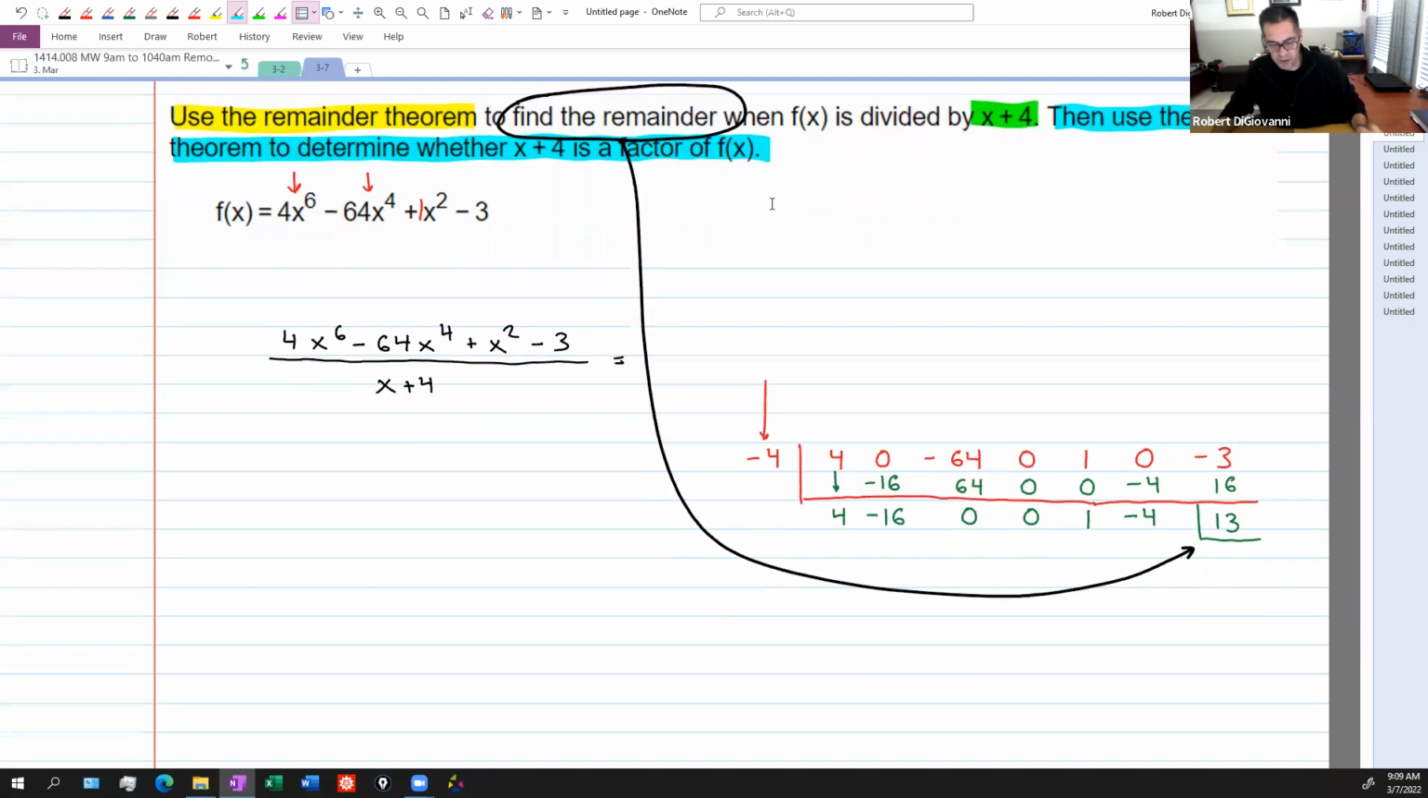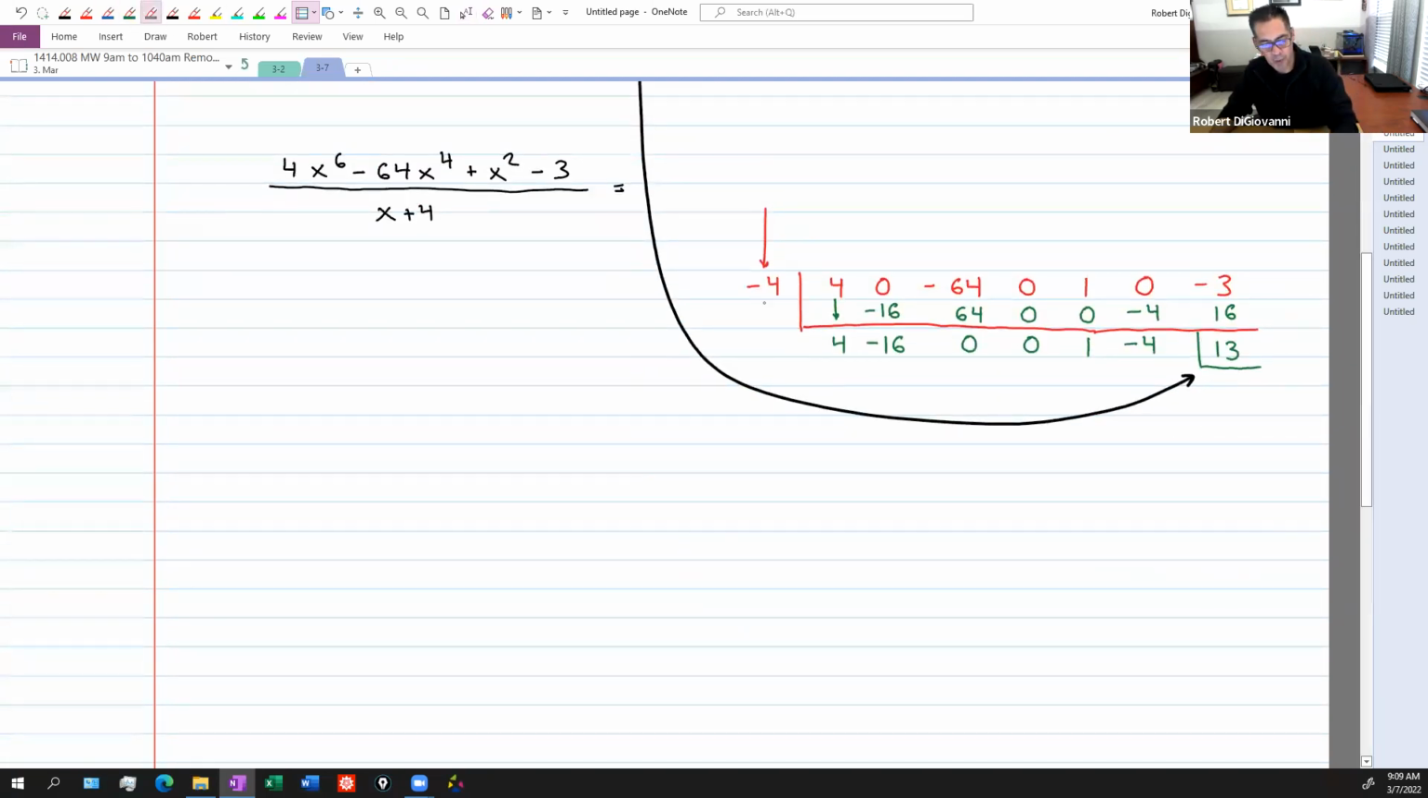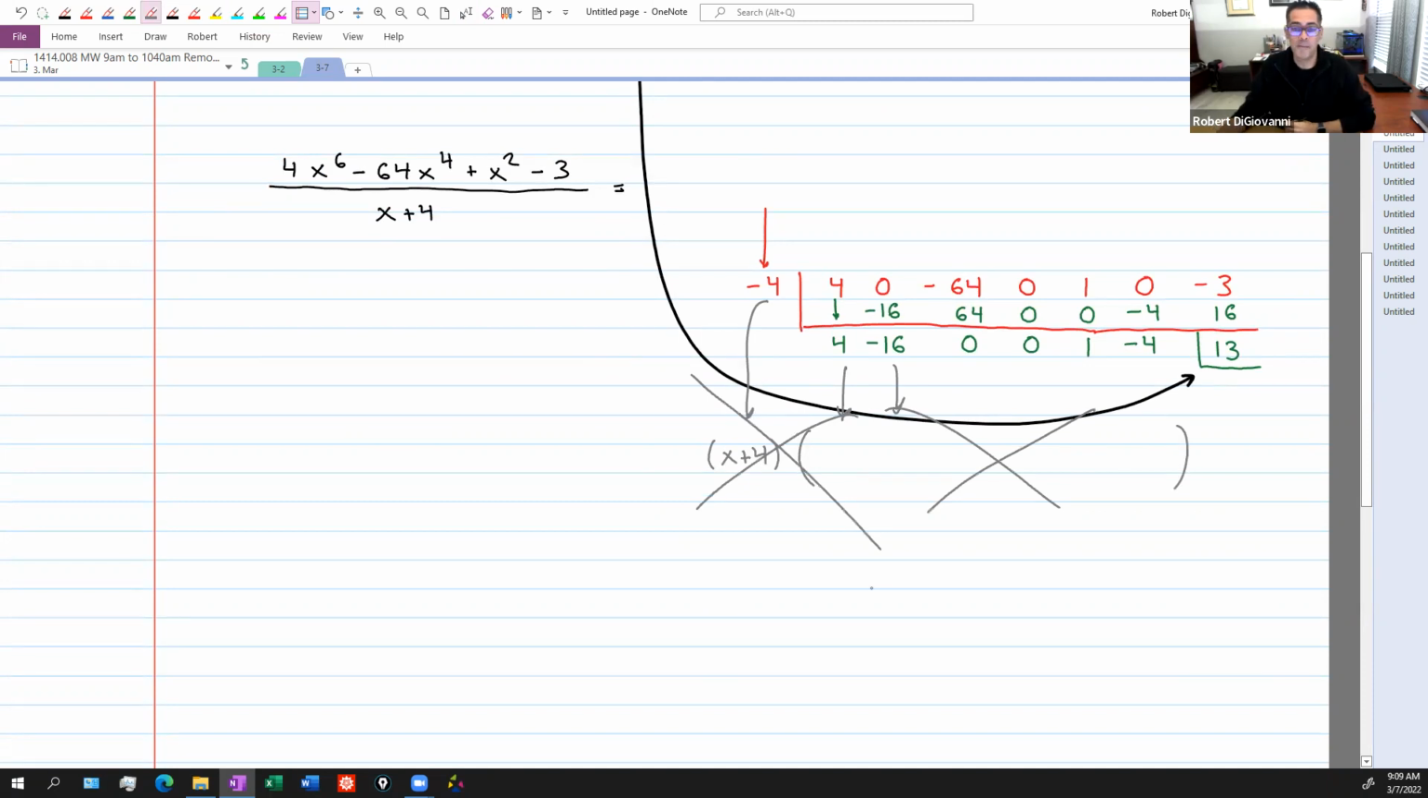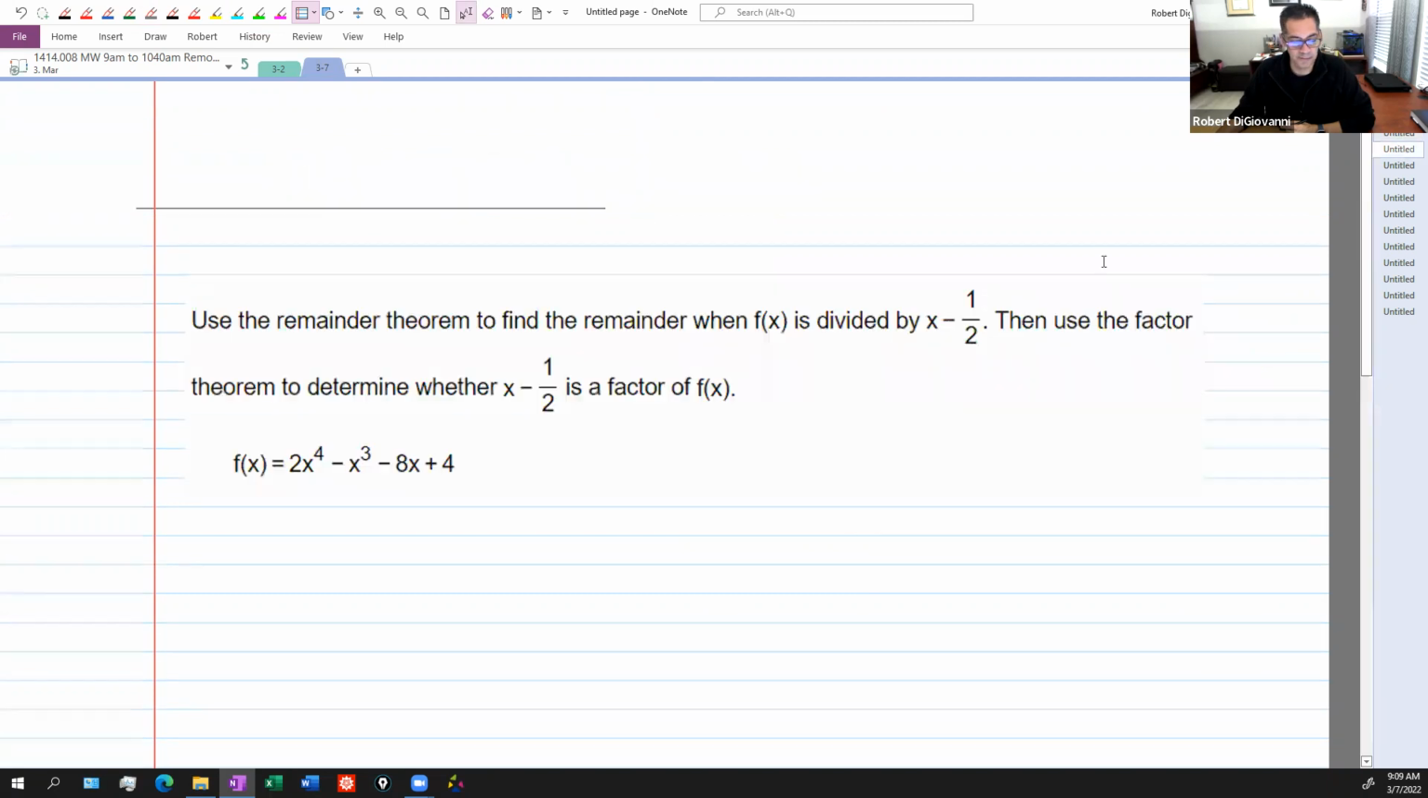And that's when we would do this thing where we bring this down and we would write x plus 4, and then we write over here and we use these numbers. That's what we would do if this was a 0, but it's not. And since it's not a 0, we don't do any of this. Okay, so we're done with this first question. Any questions? Let's take a look at the next one.